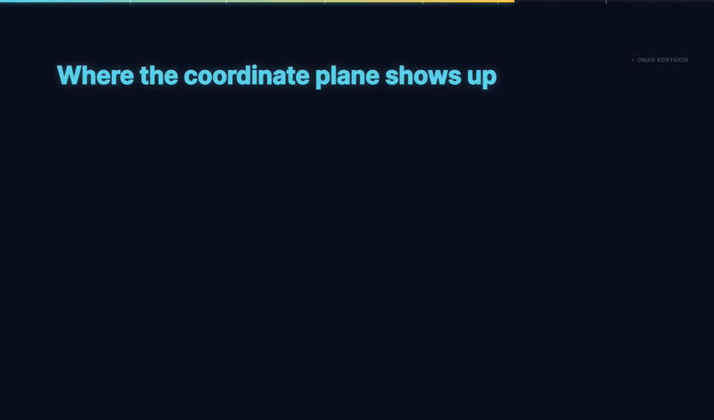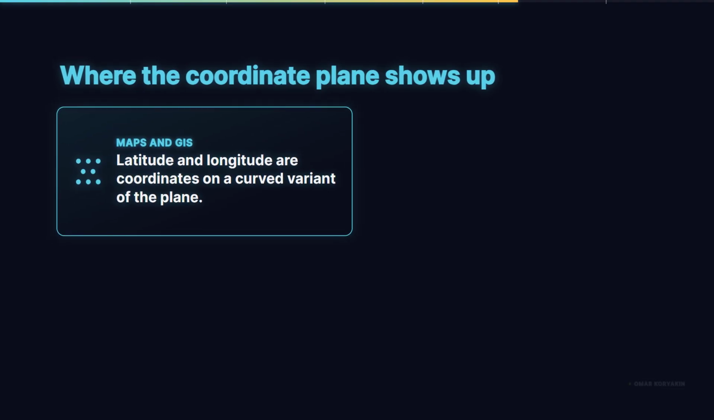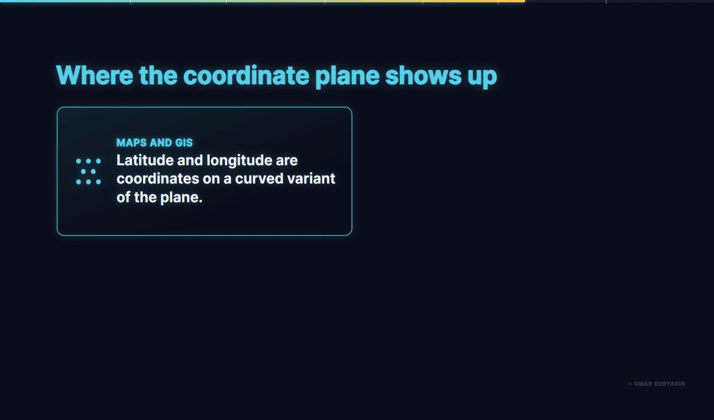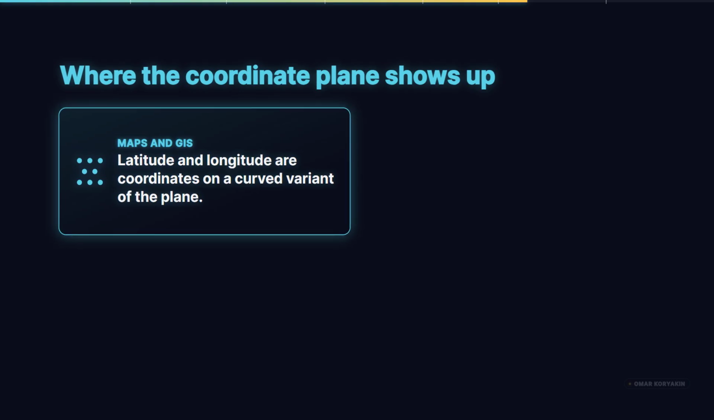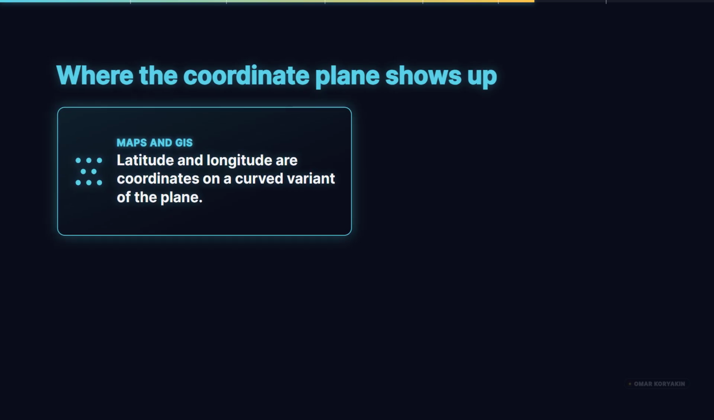Four broad sectors below. In maps and geographic information systems, every location on Earth is identified by latitude and longitude coordinates, which are essentially coordinates on a curved variant of the coordinate plane wrapped around a sphere. GPS receivers compute their position by solving systems of distance equations from satellites, then report the position as a latitude-longitude pair. Mapping software like Google Maps and OpenStreetMap stores every road, building, and point of interest as one or more coordinate plane locations. The coordinate plane skill underpins all of modern navigation.